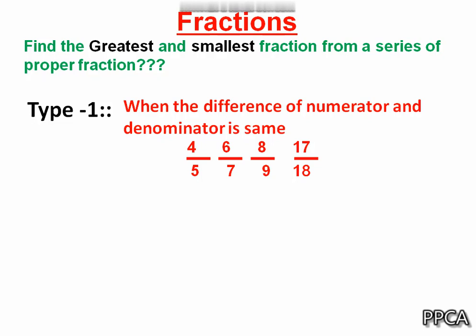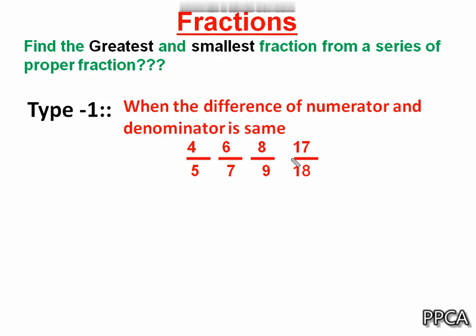There are 2 types. The first type is when the difference of numerator and denominator is the same. Here we take 4 fractions: 4 by 5, 6 by 7, 8 by 9 and 17 by 18. We see that every fraction is a proper fraction, because in each and every case the numerator is smaller than the denominator. So all the 4 fractions in this series are proper fractions.